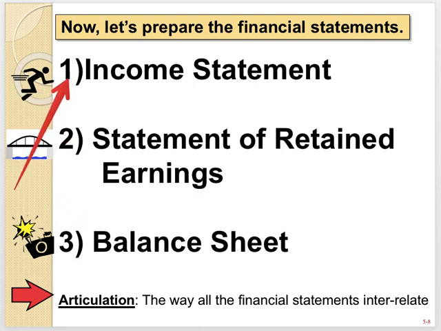The income statement is prepared first. The statement of retained earnings is prepared next because you need it in order to prepare step 3, which is the balance sheet. And all of these financial statements are interrelated, and the term we use to show how they're interrelated is called articulation. So let's get into how we actually prepare those financial statements.